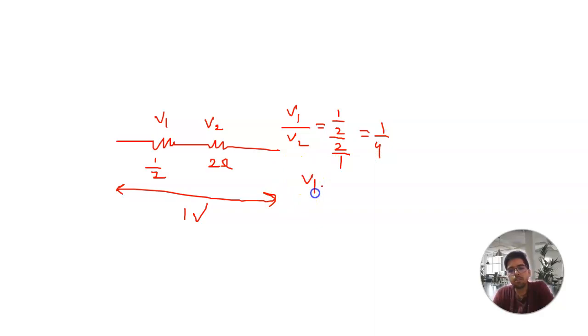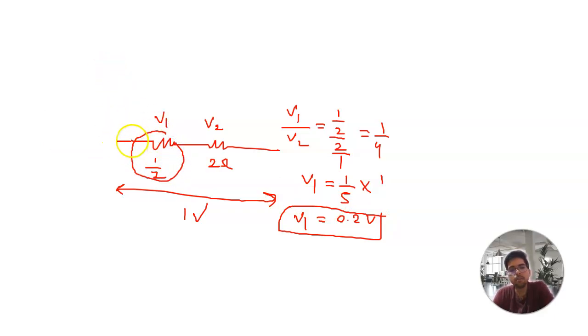I want to know how much V1. V1 is 1 by 5 into the total voltage. Total voltage is 1. So what is the potential across this? 1 by 5, that is 0.2 volt. This much voltage drop is across this half, which is the equivalent of 1 ohm and 1 ohm. This is the equivalent of a 1 ohm resistor and a 1 ohm resistor. Can you see? 1 ohm resistor, 1 ohm resistor. The equivalent of this is half. So the potential across this is also 0.2.